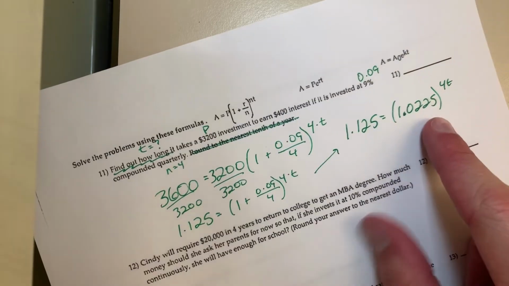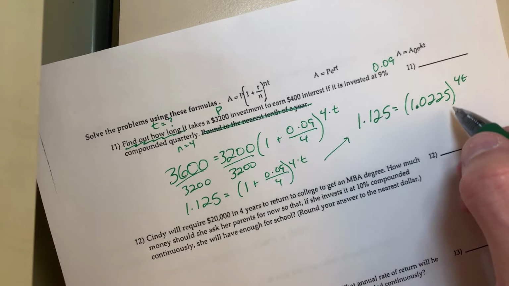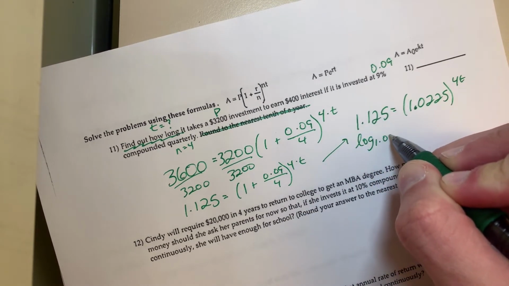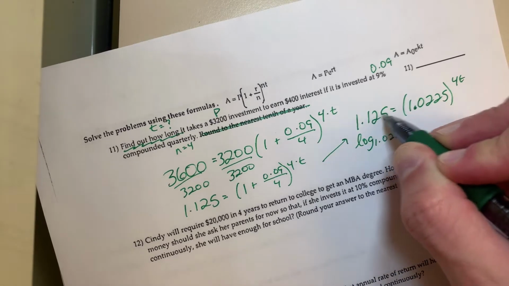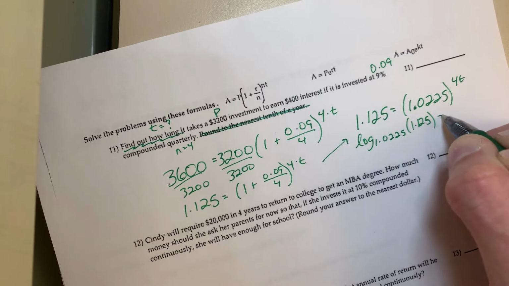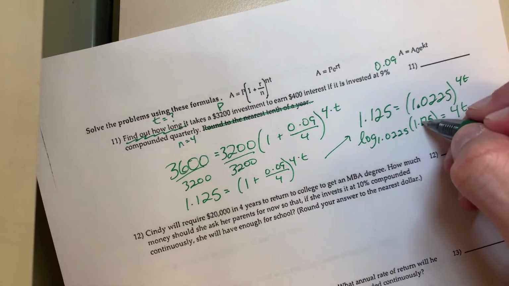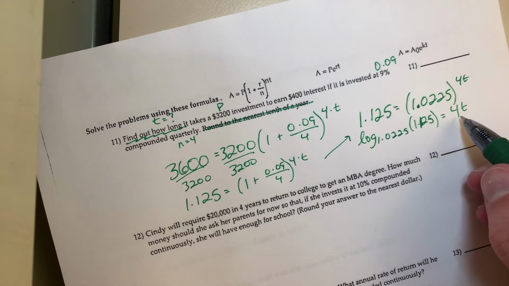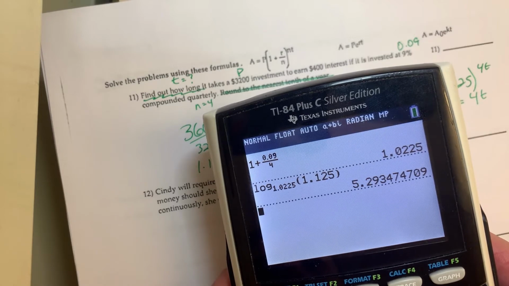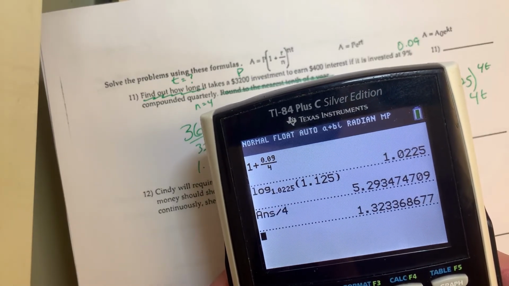Okay, so I canceled everything I can, I simplified, and now I would want to convert this to a logarithm, right? So it's this different base, so I'm going to do normal log of 0.0225 of my answer there, 1.125 equals 4t. Okay, so I have that, right? And then I am going to take that logarithm and then divide by 4 for my answer. So that gives me about 5.29. And then I divide that by 4, and I get about 1.32.